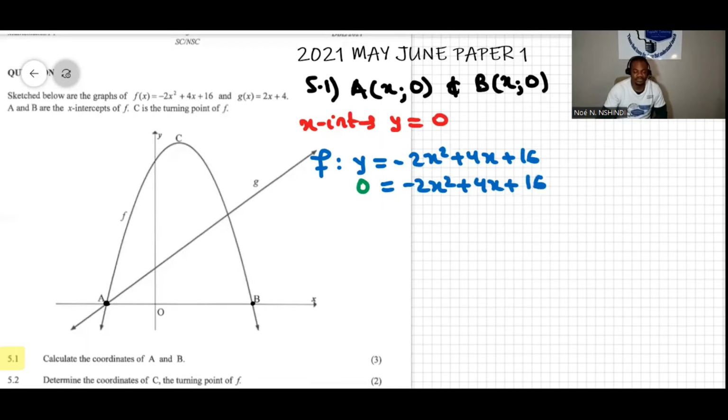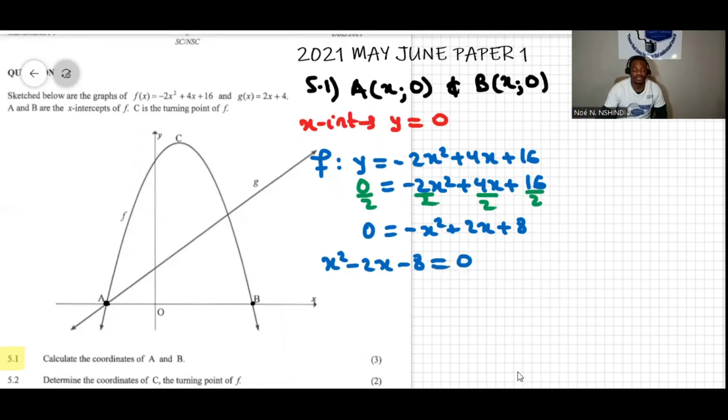Now we notice that each term here is a multiple of 2, so we can divide the whole equation by 2, and then this will become 0 equal to negative x squared plus 2x plus 8. So if I move the right hand side into the left hand side, this will become x squared minus 2x minus 8 equal to 0. So we can solve this by factorization, okay? I'm gonna write x in the bracket like that, and then equal to 0.